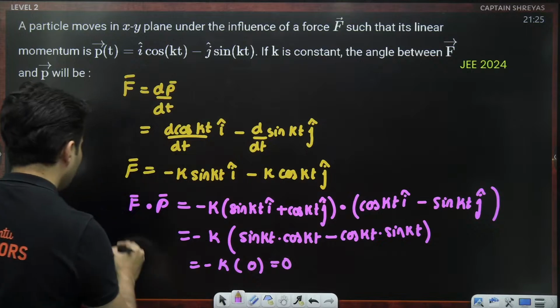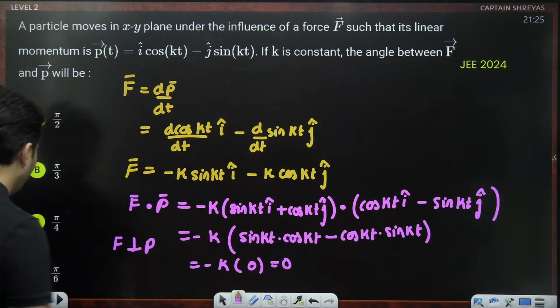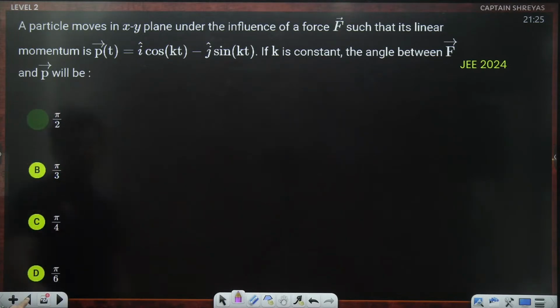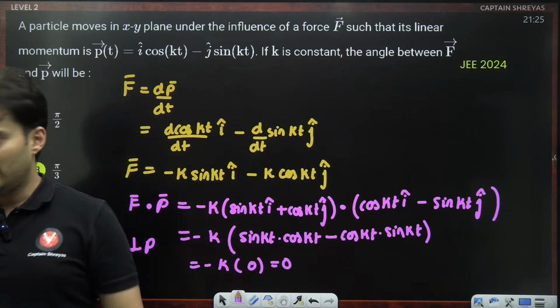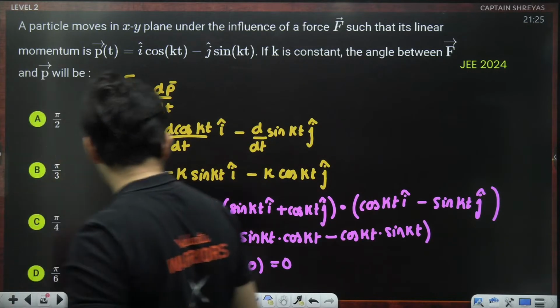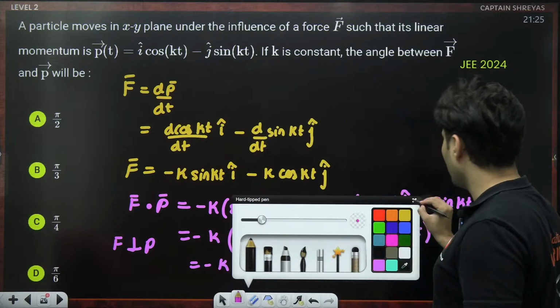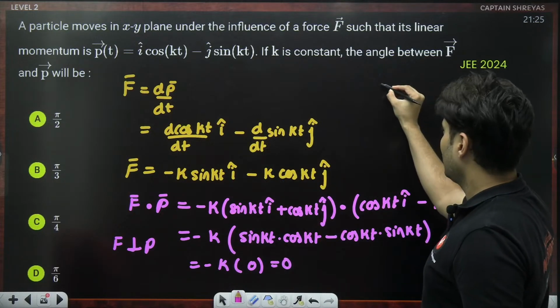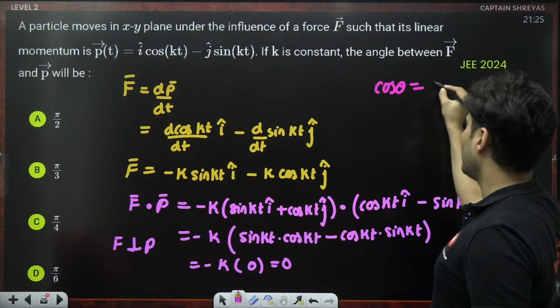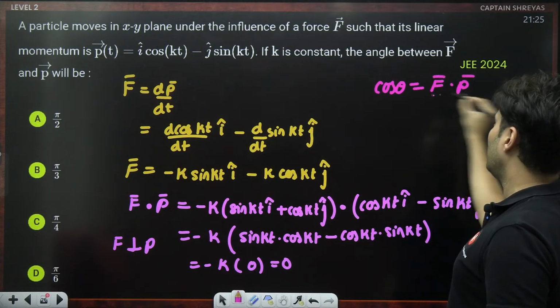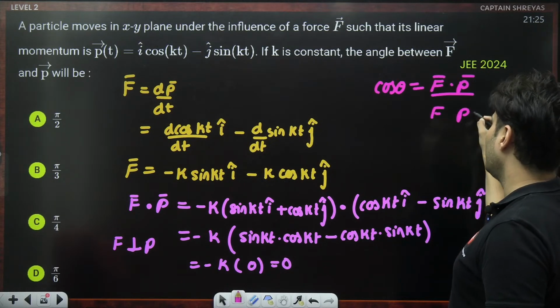That means the force is perpendicular to the momentum. So it is 90 degrees, which is option A. Perfect. You didn't even have to do anything else. If it was not 0, then what you would do is write cos theta is actually force dot momentum upon magnitude of the force into magnitude of the momentum.